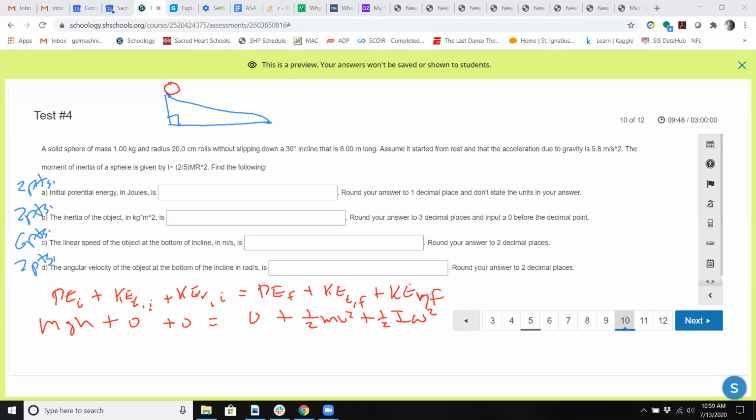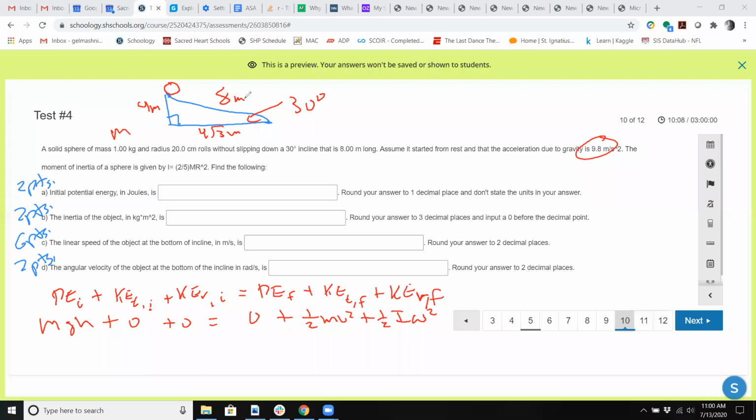That kind of clears things up. So for this one, initial potential energy is mgh. Your m is 1 kilogram. G, I told you to use 9.8. And the height off the ground, you're going to have to figure that out. It's not that hard, though. If you use some simple trig, that's 30 degrees and that's 8. That's going to be 4 meters, just so you know. And that's 4 root 3 meters.